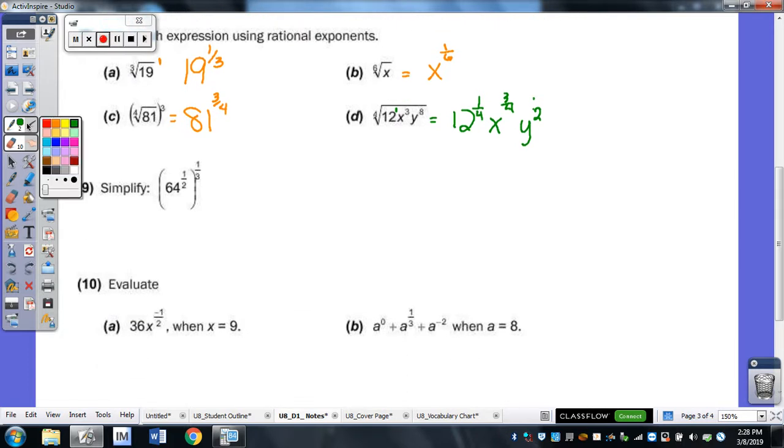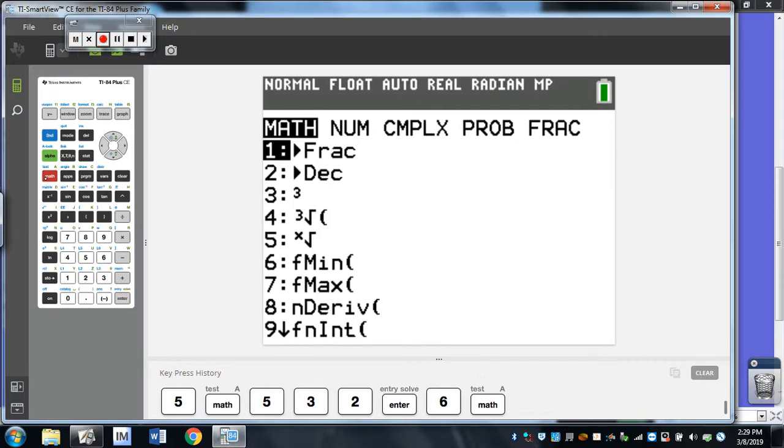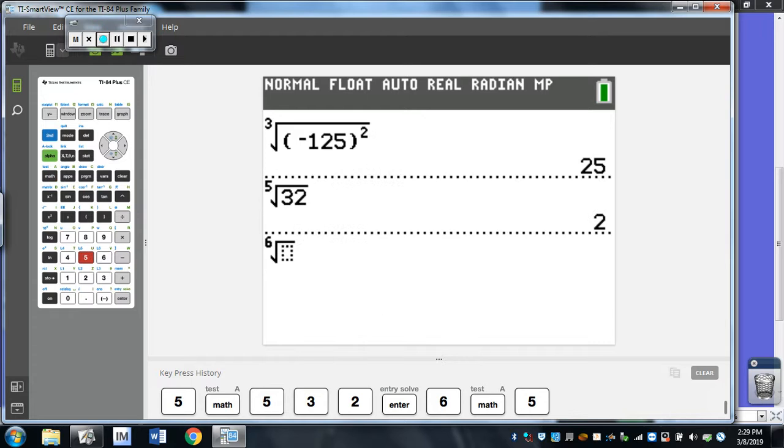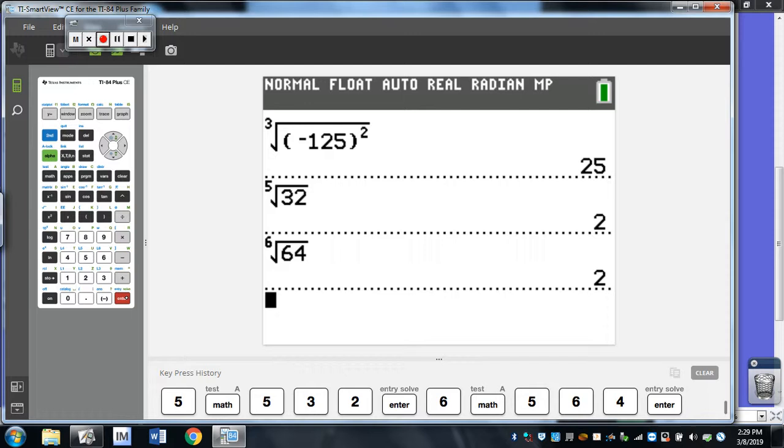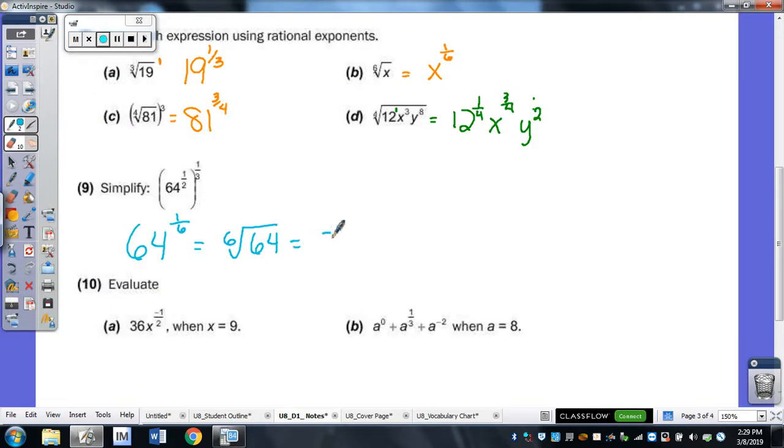All right, number 9, we are simplifying, but first we have a power raised to another power, so we have to multiply those. With fractions, you multiply your tops, so 1 times 1 gives me a 1, and then you multiply your denominators, so 2 times 3 gives me a 6. Well, no, we're not done simplifying. So we got to find the 6th root of 64. So in our calculator, you would hit 6, math, and then we would go to choice 5, and again, the calculator then turns it into the 6th root of 64. We get 2. 2 is our answer.